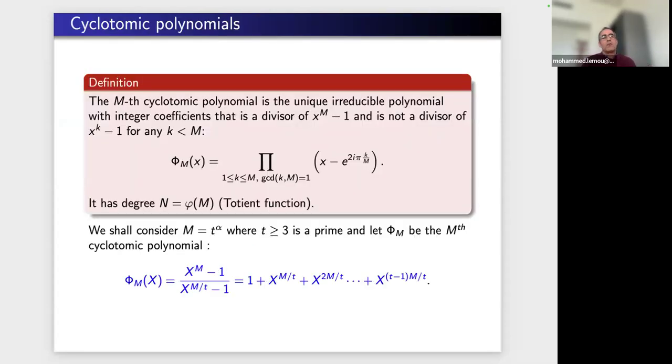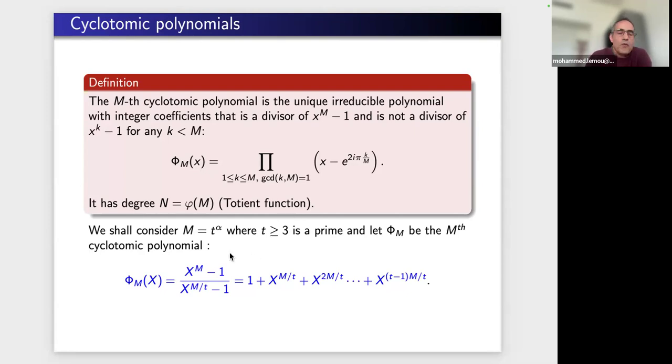No problem. And now let's come to the cyclotomic polynomials, general cyclotomic polynomials. I just give the definition here. It is the unique irreducible polynomial with integer coefficients that is a divisor of x^m minus 1, but not a divisor of x^k minus 1 for any k strictly smaller than m. Then phi_m is classically given by this expression here with complex numbers. It has integer coefficients. Its degree is phi(m), where phi is the so-called totient function. The family of cyclotomic polynomials is very well known, and their expressions can be found everywhere.